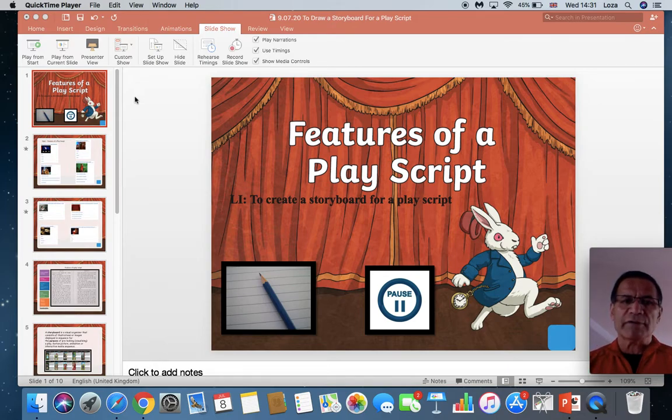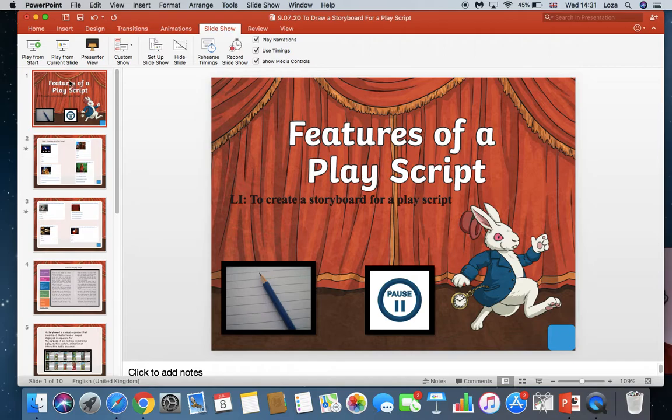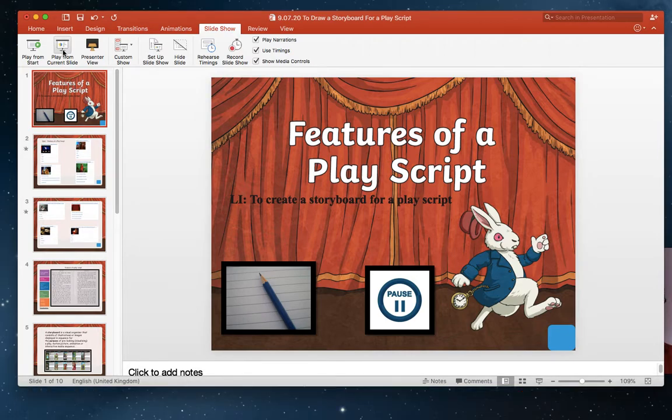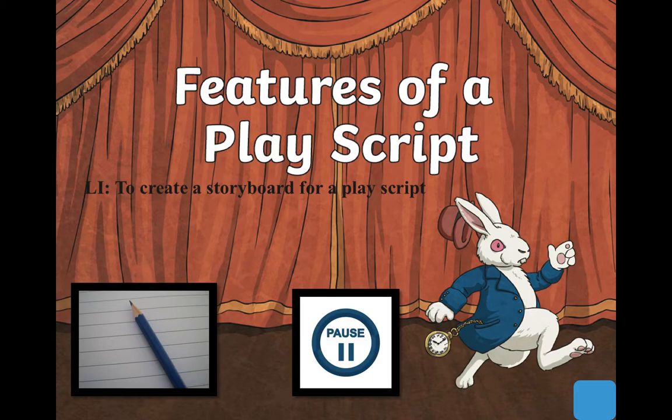Today we're going to focus on storyboards and we'll look at what storyboards are in a moment. So first of all, make sure that you are ready to begin. To begin with, do you have a pencil or pen, a piece of paper? Use the pause button when you need to.